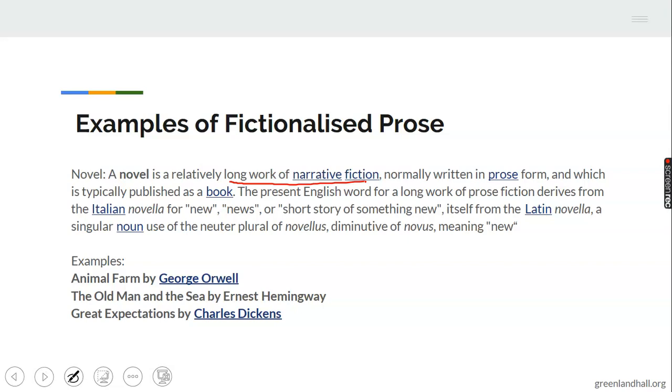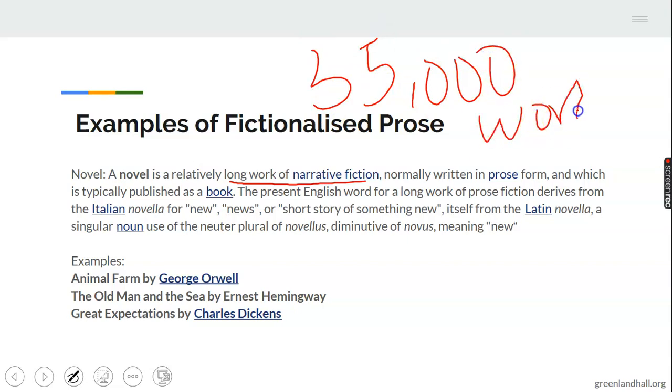And let me say this, for any work of art to be regarded as a novel, it must have at least 35,000 words. Such a work of art must have at least 35,000 words. So a novel is a long work of narrative fiction. Note that. And we have these examples.